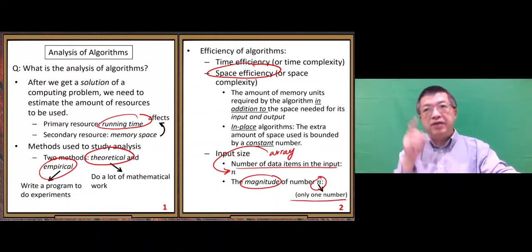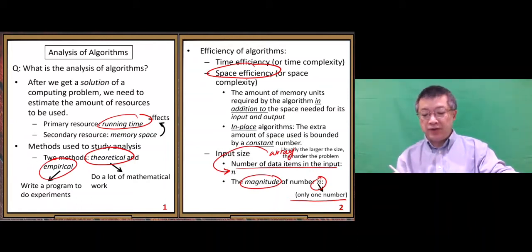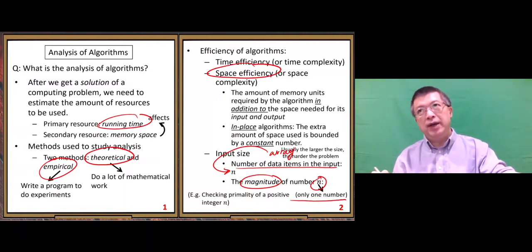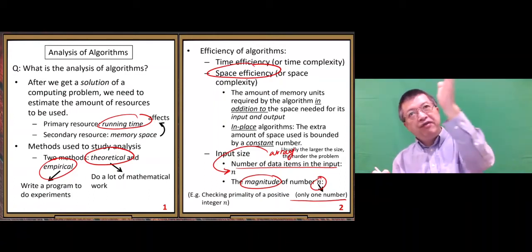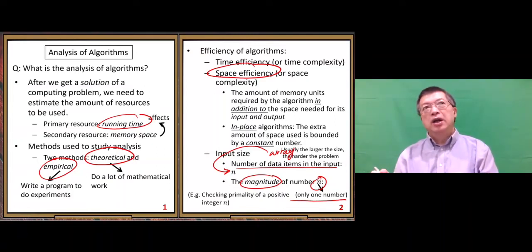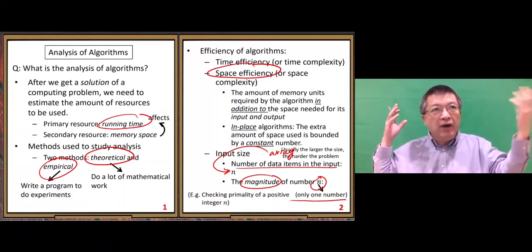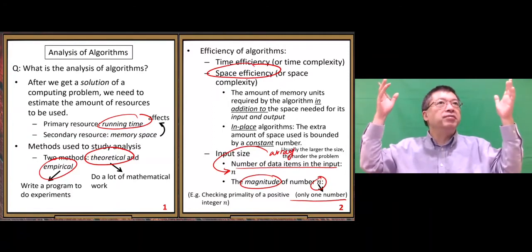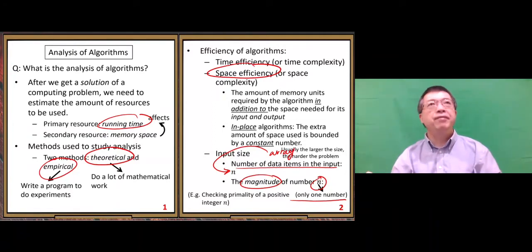How to see that? Let me give you a simple example. Checking primality of a positive integer. You know prime number, right? If a number is prime or not. 2, 3, 5, 7, 11, 13. Those numbers can only be divided by 1 and themselves. No other factors other than 1 and themselves. Those are the prime numbers.